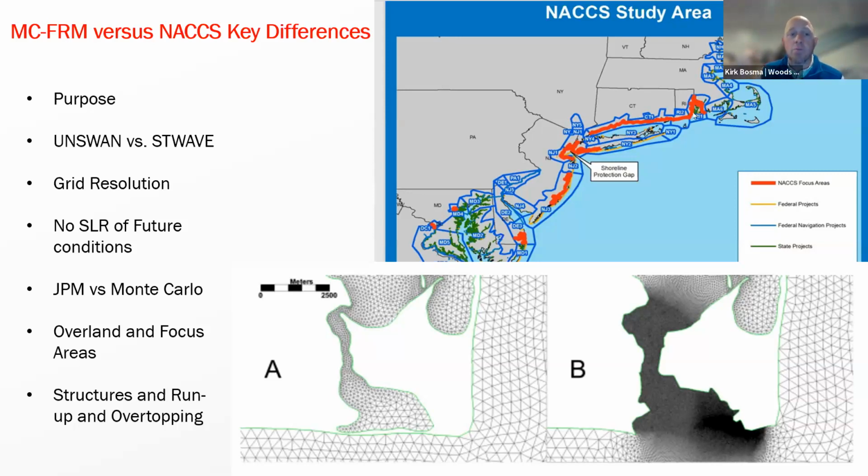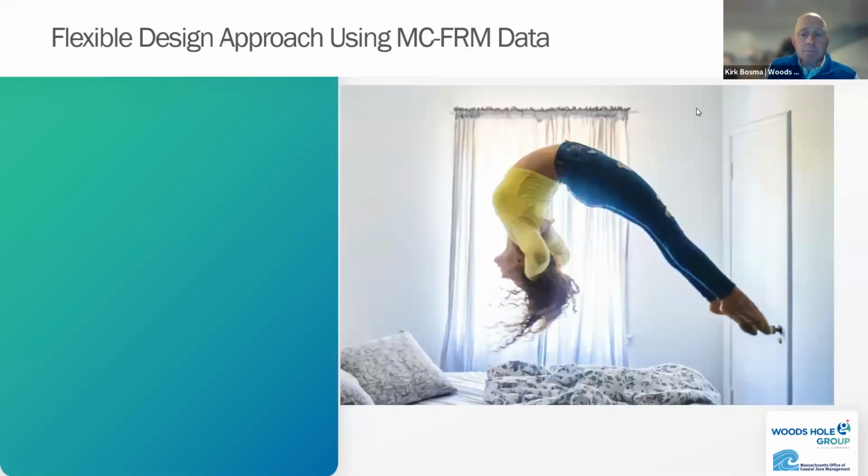But at the end of the day, when we compare our present day distributions, they're very reasonable. And again, we can't compare to the future because that's not what NACS does. So the main difference is that they're not looking forward in time, and MC-FRM really is.